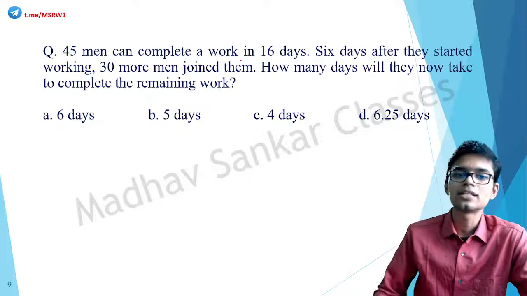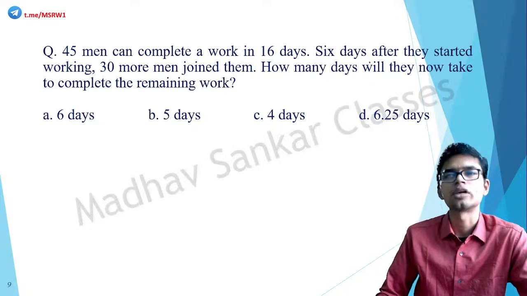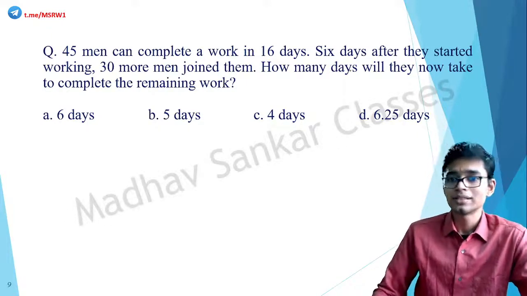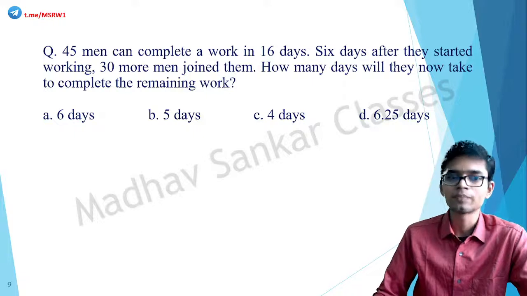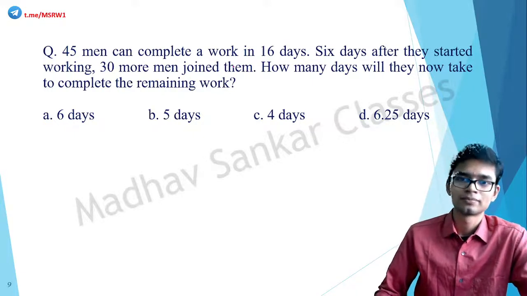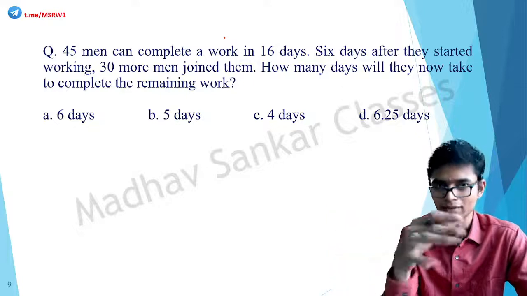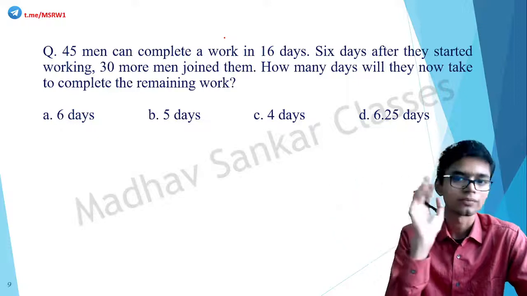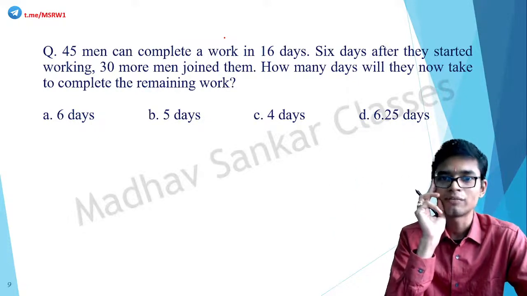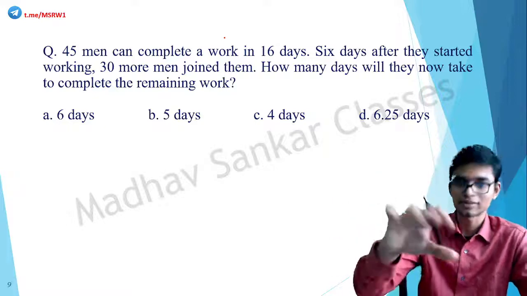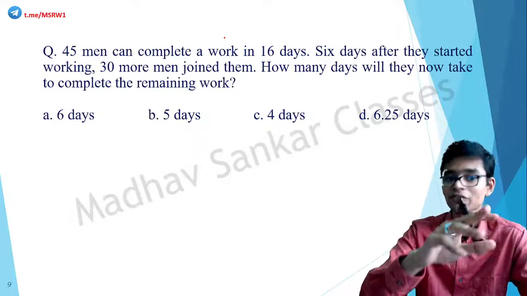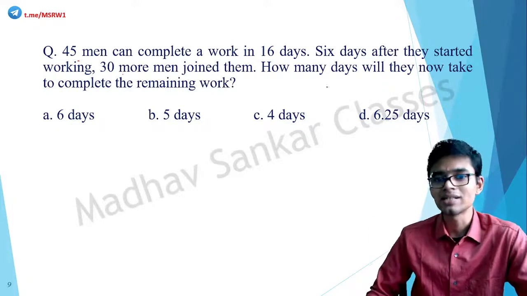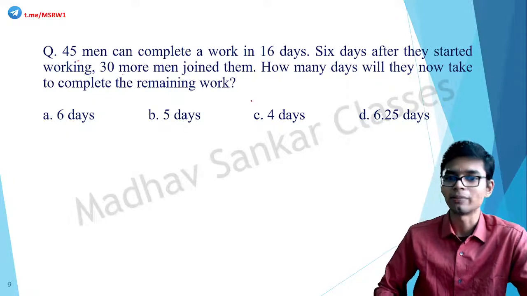45 men can complete a work in 16 days. Okay, 45 men can complete a piece of work in 16 days. Six days after they started working, 30 more men joined them. So 6 days went by, they are working, and after 6 days, 30 more men joined the work. Clear? What does that mean? It means that for the last 10 days, 16 minus 6, there are 75 men, 45 plus 30 men, working together. So the question is, how many days will they now take to complete the remaining work? That is the question.